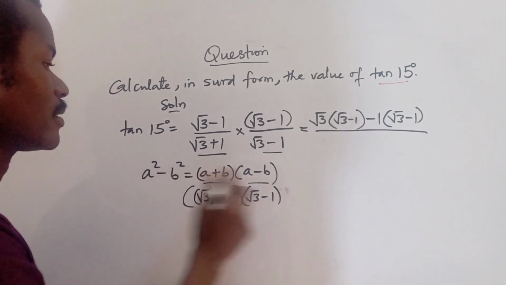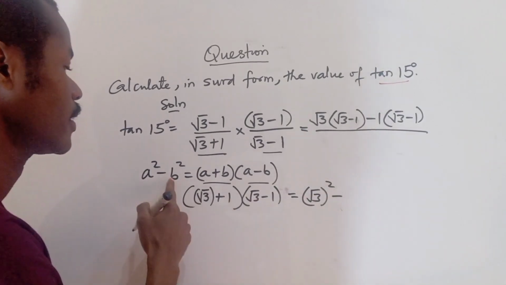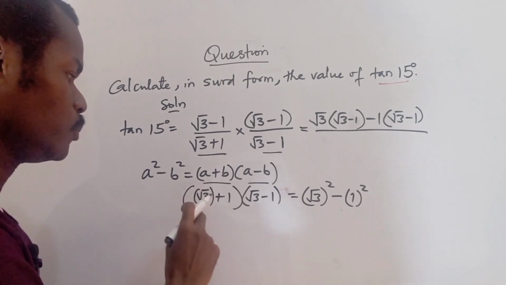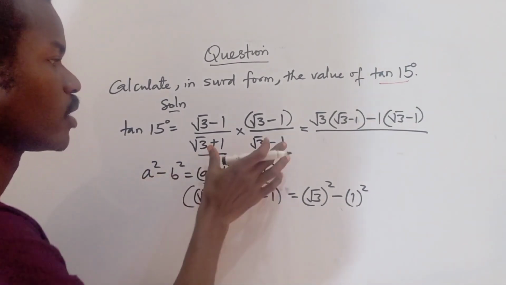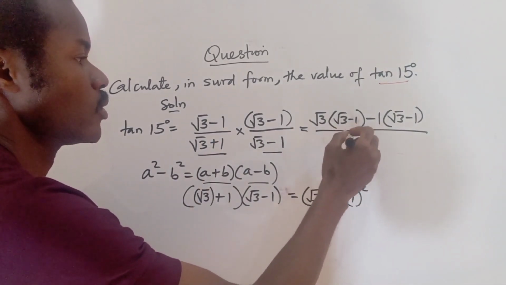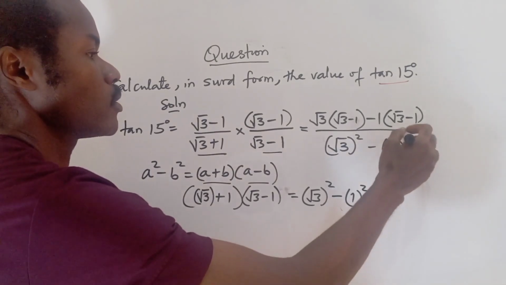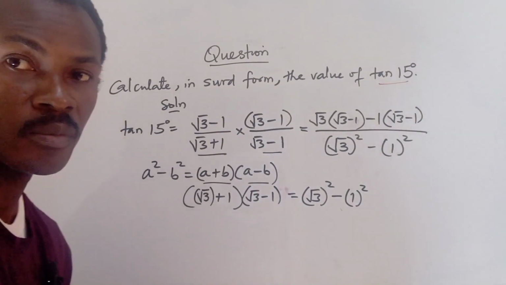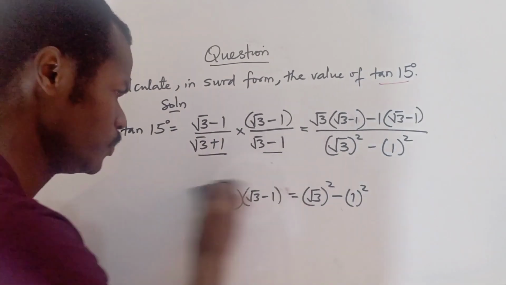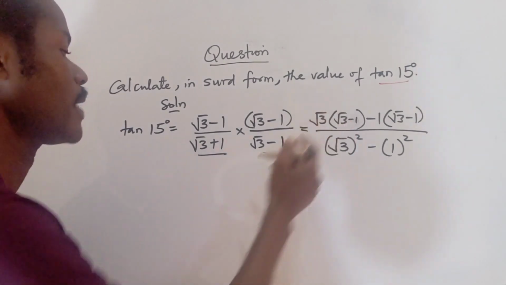So in this form, it is going to be square root of 3 squared minus our b, which is 1, so 1 squared. Since we are using the difference of two squares, we are simply going to put this below here as a denominator. So we have square root of 3 squared minus 1 squared, in order not to expand this. All right, so now let's see what all this is. Now this is going to multiply this.